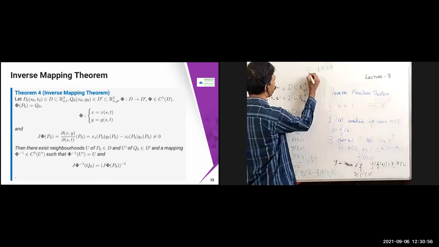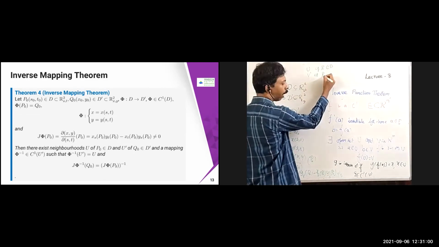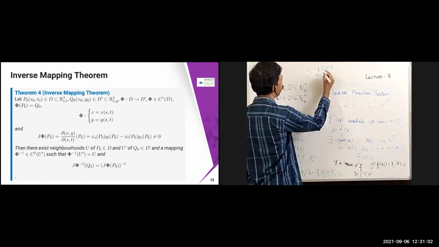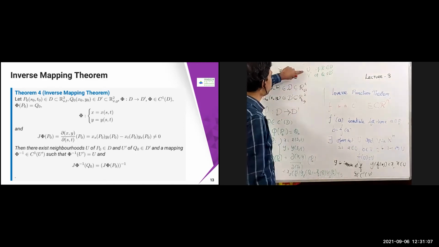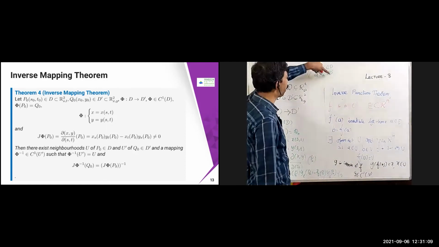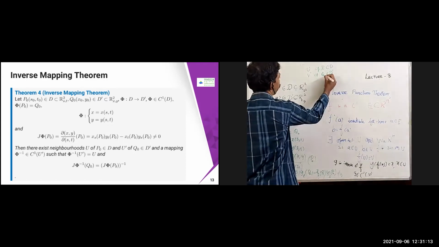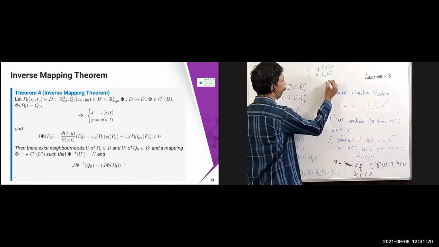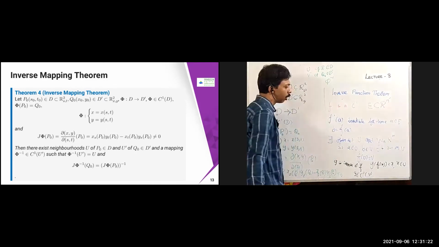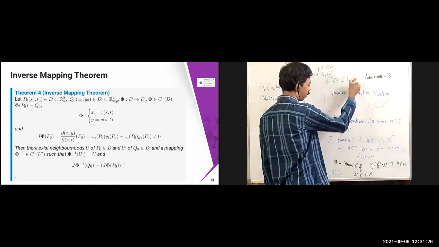Similarly, in the place of p, I'm going to take b. b naught is a neighborhood of p naught, q naught in D dash. U is the neighborhood of p naught in D, and D naught is the neighborhood of q naught in D dash. So that is a neighborhood, and I will be having a mapping also. Pi inverse is going to exist, and pi inverse is going to be in C1 of u.